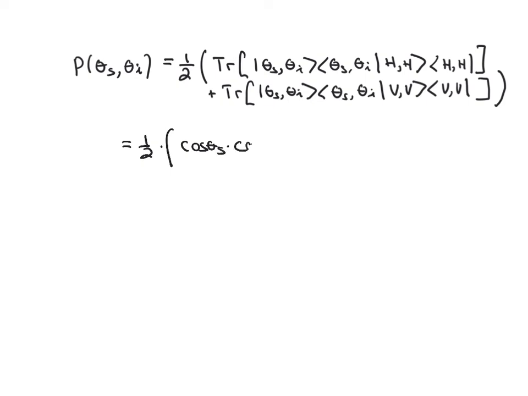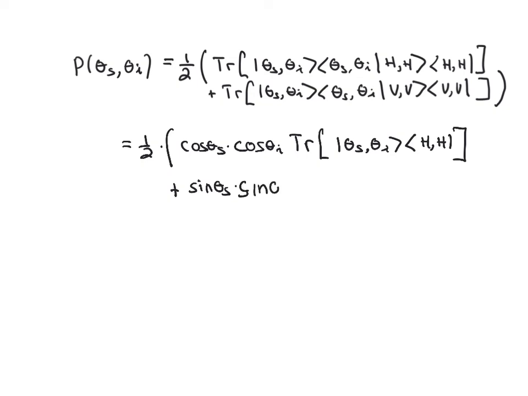sub s times cos theta sub I, times the trace of theta sub s, comma, theta sub I, h, comma, h, like so, plus sine theta sub s times sine theta sub I, times the trace of theta sub s, comma, theta sub I, the ket times the bra, v, comma, v, like so. And then I'll close my parentheses here.